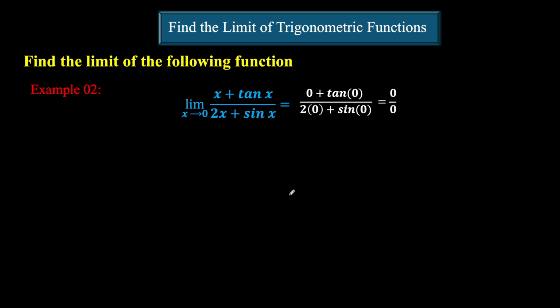Let's see the second example. Find the limit as x approaches 0 of (x plus tangent x) over (2x plus sine x). If we find the limit directly, we will get 0 divided by 0, and this is an indeterminate quantity. We have to avoid it, right? So what we will do is divide each term by x. So x divided by x plus tangent x divided by x, over 2x divided by x plus sine x divided by x, okay?